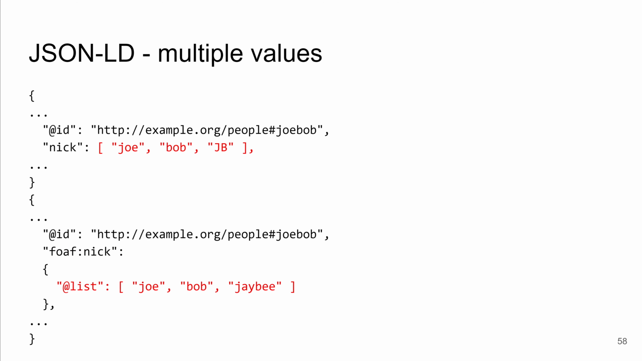If we want to preserve the ordering, which might be a valid use case, we need to do this explicitly using the @list construct. And here we say that the nickname is a list, and the JSON array here gets translated into an RDF list, which preserves ordering. So this is just a note that if we want to preserve ordering of values in a JSON array, we need to do this explicitly in the JSON-LD context.